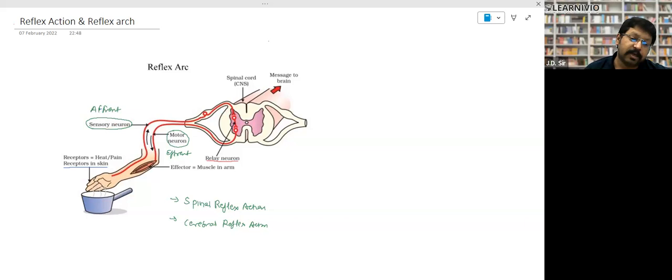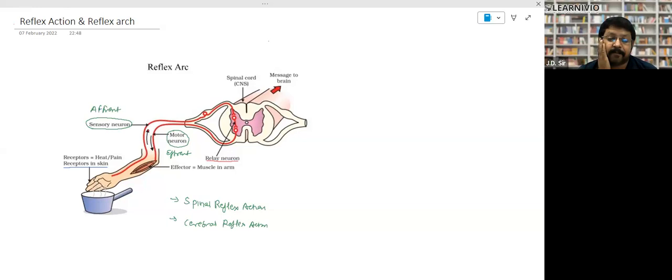The spinal cord has a special kind of neuron called the relay neuron. This relay neuron will take the decision and give the order to the motor neuron. This motor neuron will go to the muscles which have to pull back the hand. That is called the effector muscle, right? The motor neuron goes to the effector muscle and the hand is pulled back. So this pathway is called the reflex arc. Reflex actions are those actions which are generally done suddenly.